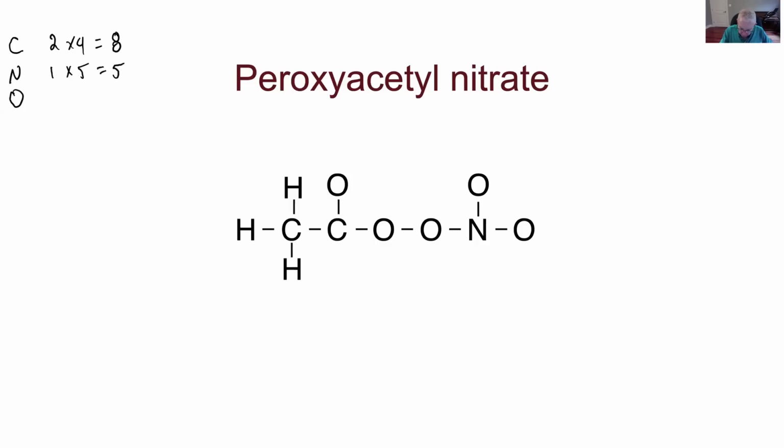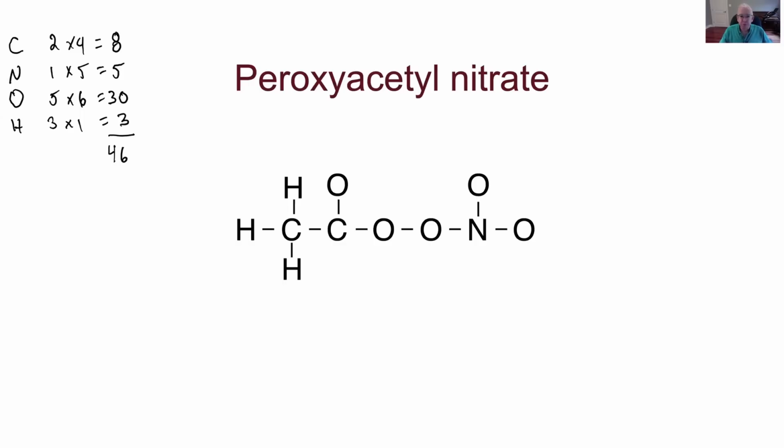Oxygens, I have 1, 2, 3, 4, 5 of those, and oxygen has 6 valence electrons, so that's 30 more. Hydrogens, I have 1, 2, 3 of those. Each one has 1 valence electron, so that's 3 additional electrons. Put all that together, and it looks like I have 46 electrons to work with, okay? Obviously, that's more electrons than we usually have had.